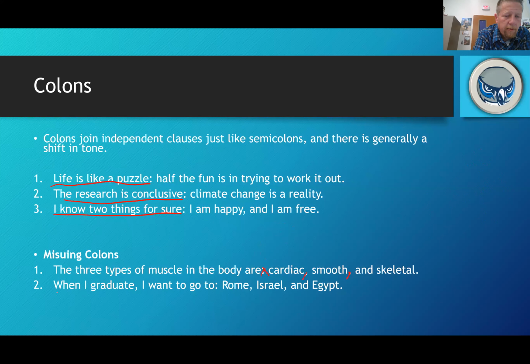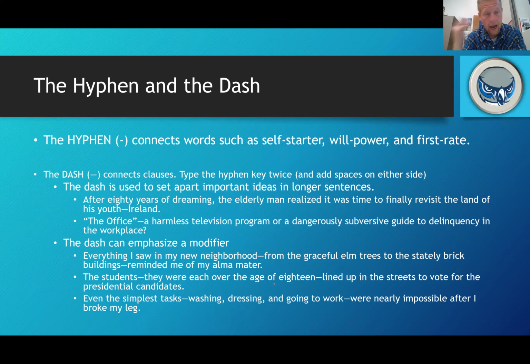Same thing here. When I graduate, I want to go to is not a complete sentence. I'm sure you want to go to these places, but leave the colon out. These commas are fine for separating your lists. Okay, last thing, hyphen and dash. The hyphen connects words such as, watch my screen, self-starter, willpower, and first rate.